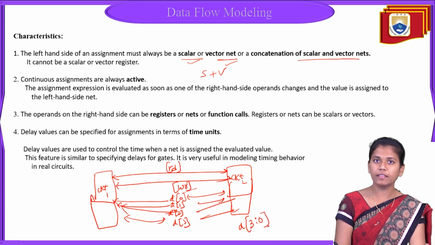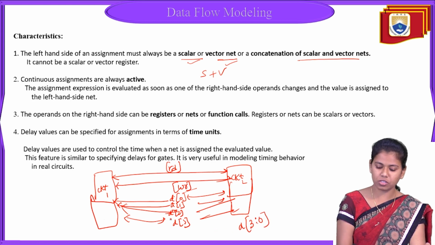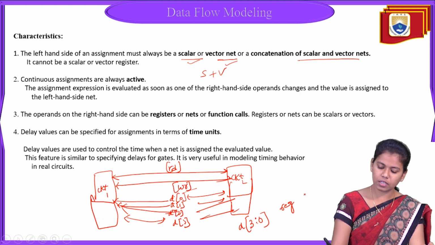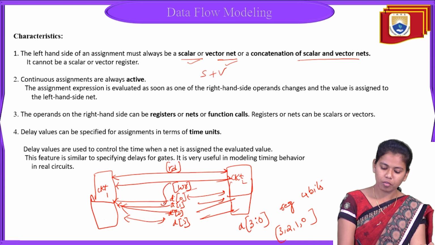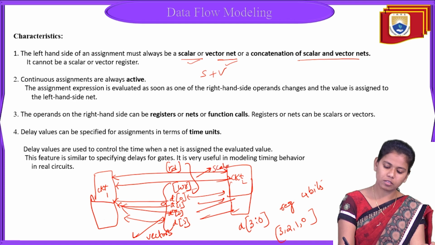That means here the number of bits in this particular register is 4 bits. The register contains 4 bits. How? 3, 2, 1 and 0. These are nothing but the vectors.